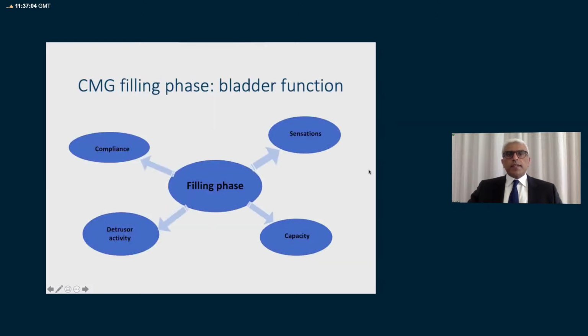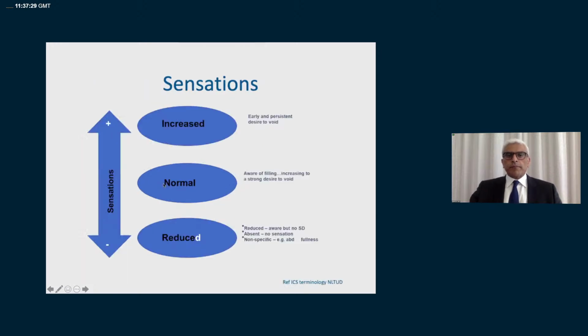How do we interpret the urodynamics? So this is what we are looking for in the filling phase. As we know, the bladder has two phases, filling and voiding, and there is a reciprocal innervation between the bladder and the sphincter on one hand. So during the filling phase, what one expects from the bladder is normal sensations, good capacity, no overactivity, and normal compliance.